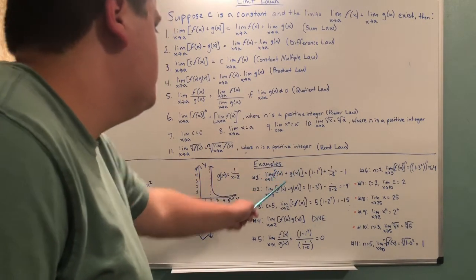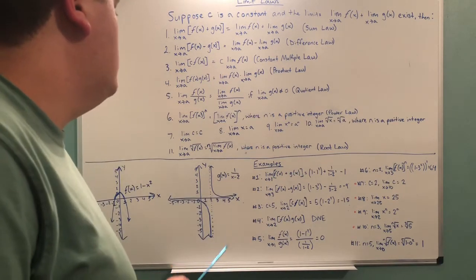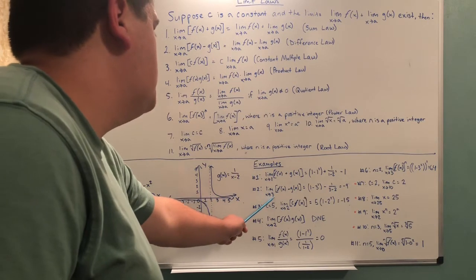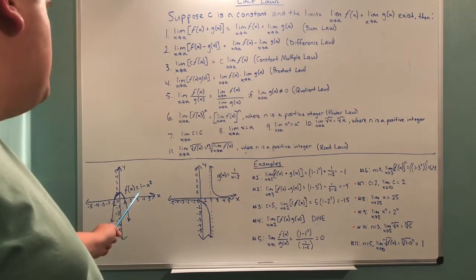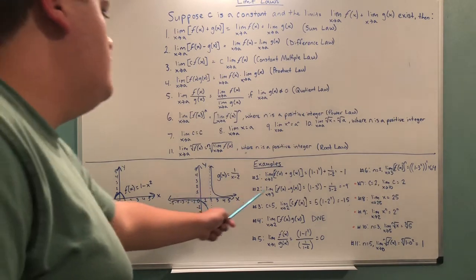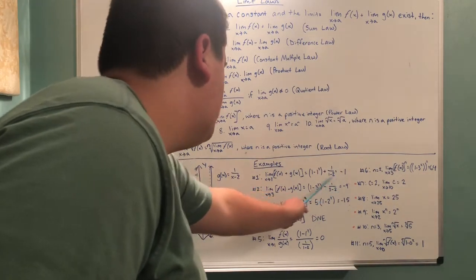For our second law, we have the difference of the two functions. This time it's the limit as x approaches 3. So we plug 3 into our functions and evaluate. We find that this is negative 9.